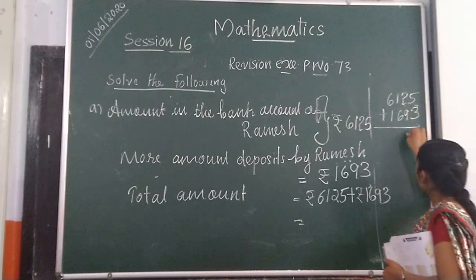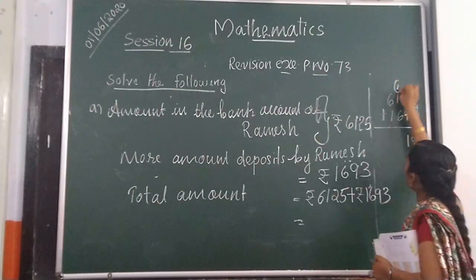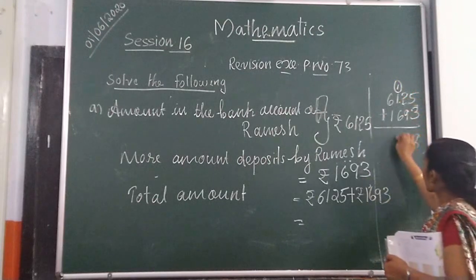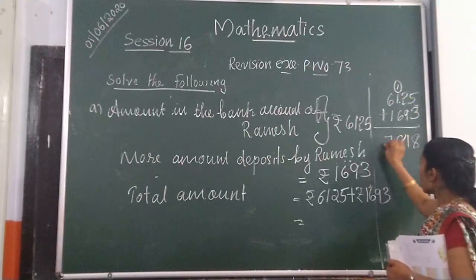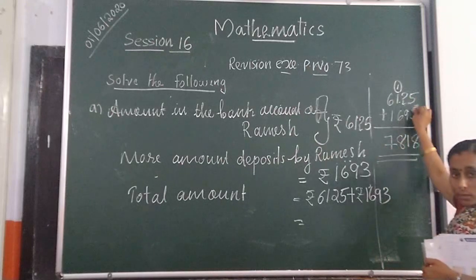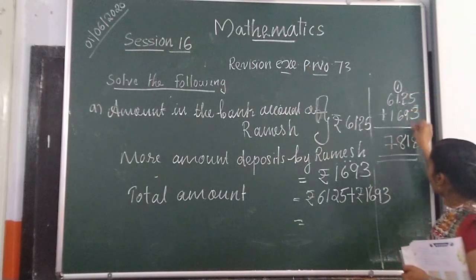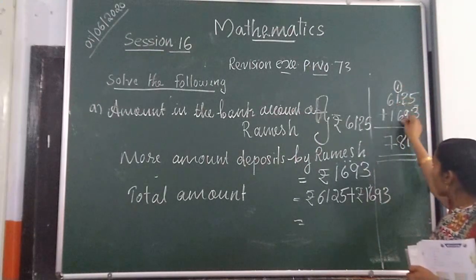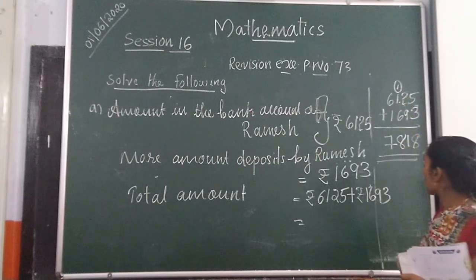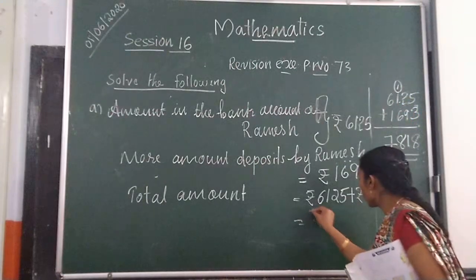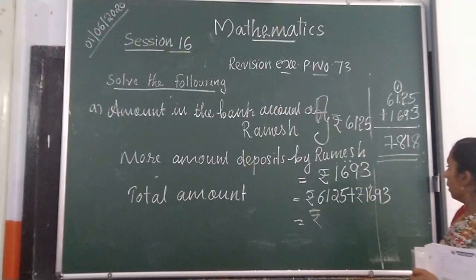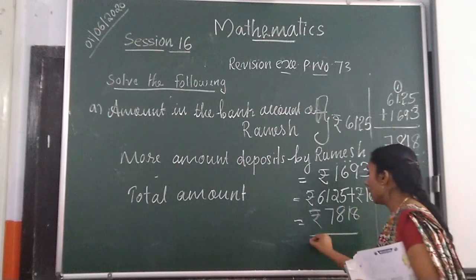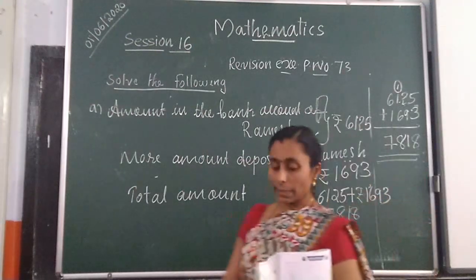5 plus 3, 8. 2 plus 9, 11. Carry 1 to the hundreds place. 1 plus 1, 2. 2 plus 6, 8. And 6 plus 1, 7. That amount is in rupees. Don't forget to write the symbol. 7,888. Total amount. Okay. The next question.